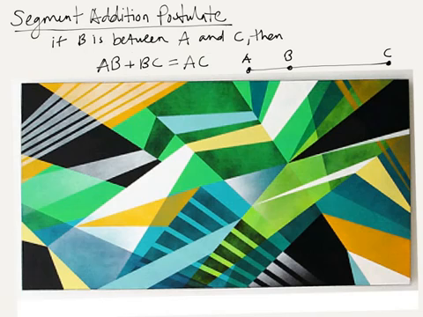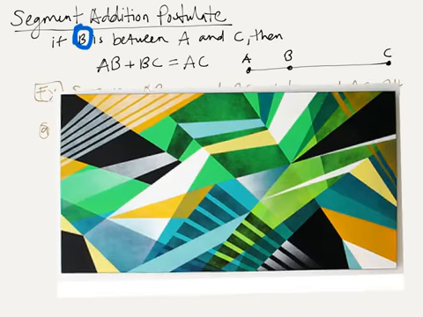Now, I think the segment addition postulate is a little more interesting than the ruler postulate. This one's also on page 12. And here's what it says. If B, and they mean point B, is between A and C, then AB plus BC equals AC. Notice that there's no line up here, so they're talking about the lengths here. So they're saying this length plus this length equals the length of the total segment.